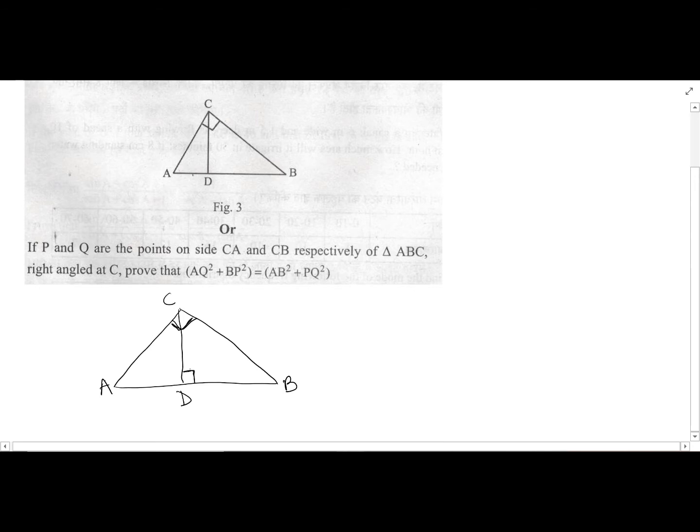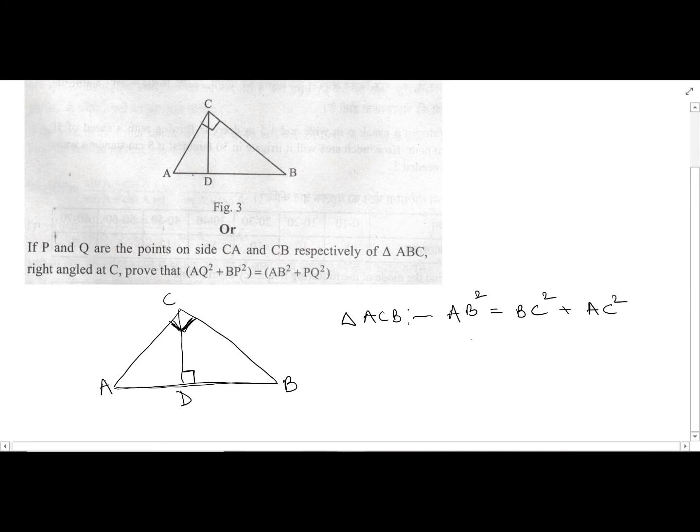Now, let's consider triangle ACB. Here, as we know the Pythagoras theorem, the square of the hypotenuse is equal to the sum of the squares of the other two sides. So here, AB is the hypotenuse opposite the 90 degree angle. So AB square is equal to BC square plus AC square.